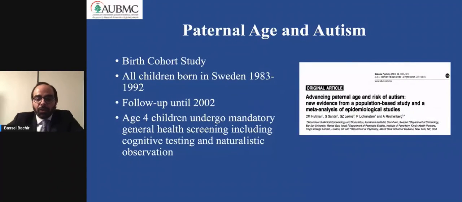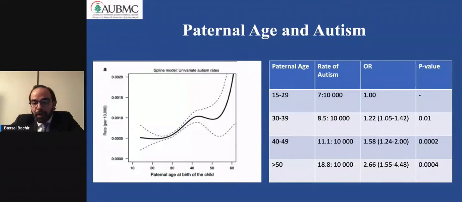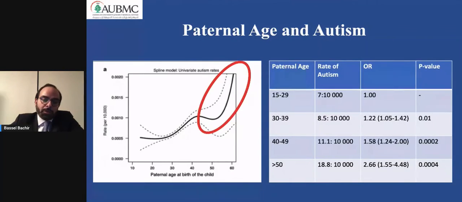Now, of course, one of the largest studies investigating this association was published around 2010, 2011, and it was a Swedish birth cohort study looking at around 1 million children. In this study, paternal age was categorized as 15 to 29 as a reference category, and then compared to more advanced ages of above 30, above 40, and then above 50. And what the authors found was that there was a significant association between advanced paternal age and the risk of autism. And for sure, this risk was much more pronounced after the age of 50.